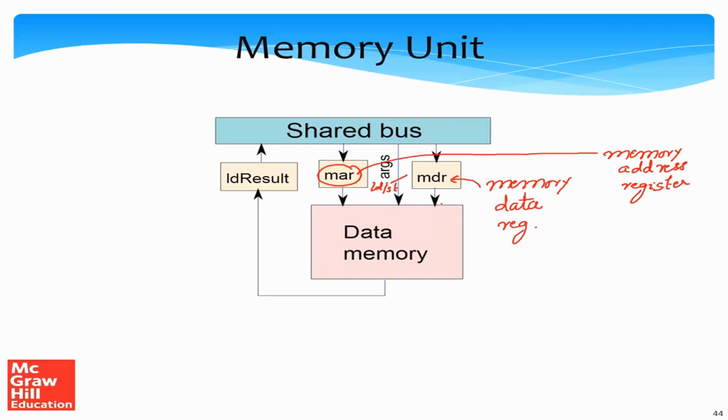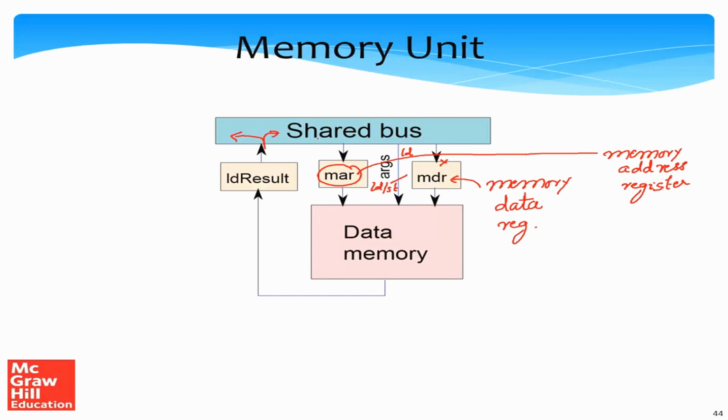If the operation is a load, then of course the args will contain the fact that this is a load operation, and so the MDR will not have any value, but the load will have an address. So the address will be stored in the MAR, or memory address register, and the result of the load will be stored in another micro register called LD result, load result. This is similar to ALU result, exactly similar in spirit. So this will contain the result of the load, which can be given to others on the shared bus.